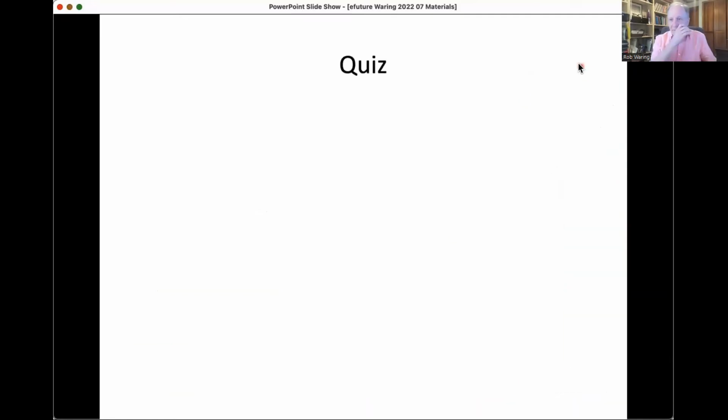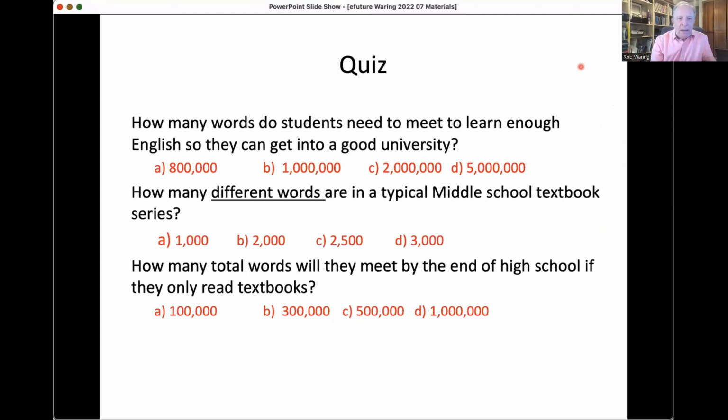So I have a quiz for you. I want you to think about how much reading the students need to do. How many words do you think students need to meet to learn enough English that they can get into a good university? So if they're going to Seoul University, or they want to go into Tokyo University, or big universities in South America or all over the world, how many words do they need to meet so that they can build up enough knowledge to get to, let's say, advanced level, where they'll be able to get to a good school? Next question, how many different words are in a typical middle school textbook? Third question, how many total words will students meet if they only read textbooks?